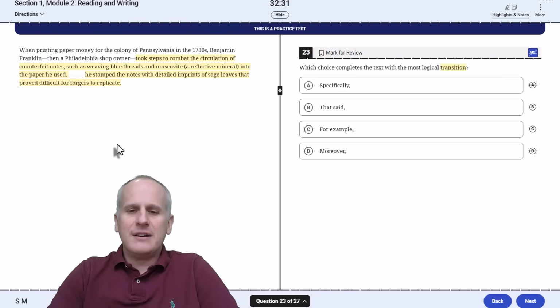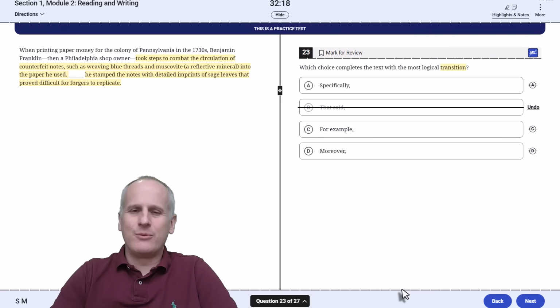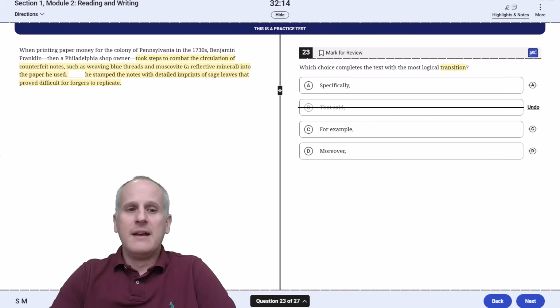So starting with our answer choices, we're going to eliminate things that are in contrast. So specifically is an agreement. We're not going to eliminate that yet. Then that said, well, that said is going to rhetorically introduce contrast. We've got things that are in agreement, so goodbye to B. Then for example, again, is kind of like specifically, but we've got to think about what came before in a moment. And then lastly, we've got moreover. So all three of A, C, and D are all going to indicate agreement.